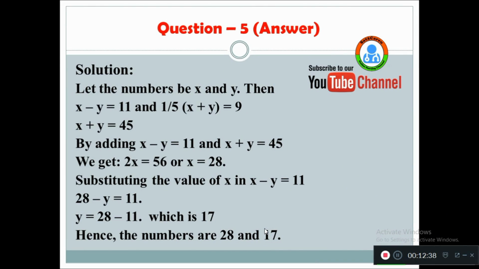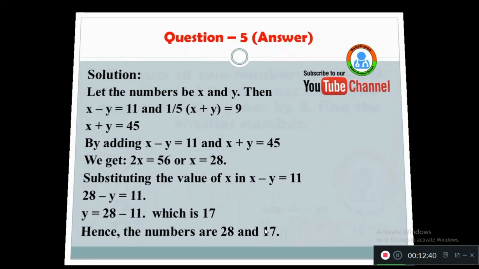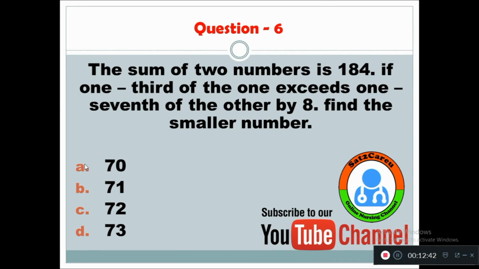So hope you understand the fifth sum. Sixth sum is, the sum of two numbers is 184. If 1/3 of the one exceeds 1/7 of the other by 8, find the smaller number. Don't get panicked by seeing these numerical words. It's so simple. Some tricks you need to keep in your mind.